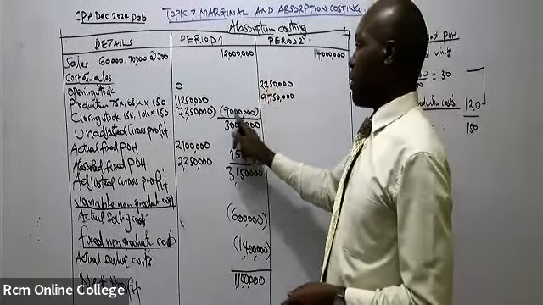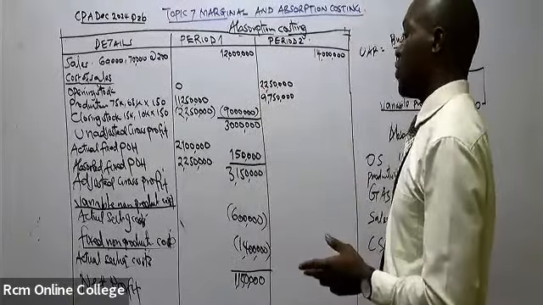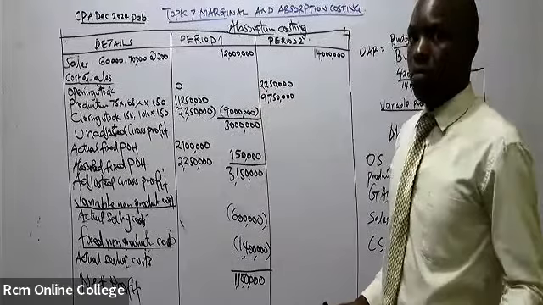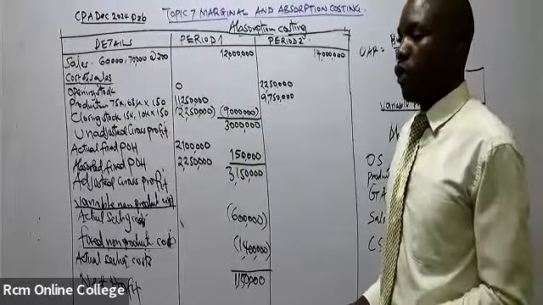So as we get our closing stock, which you already know is now 10,000 units, we multiply by the production cost per unit.